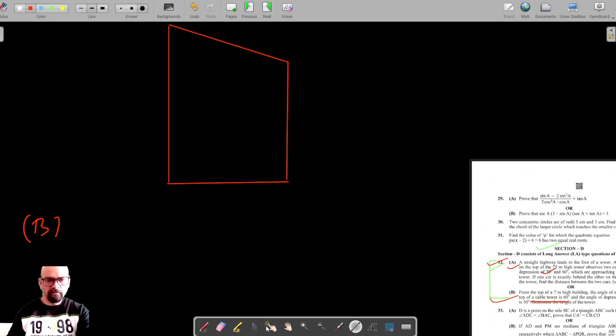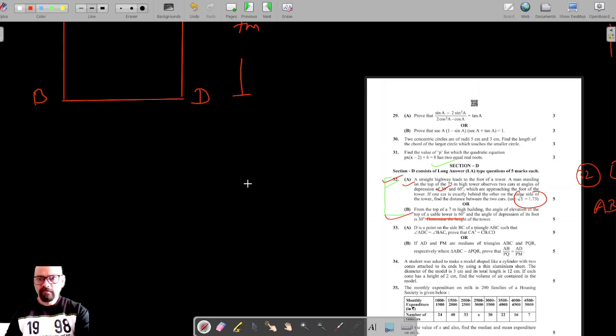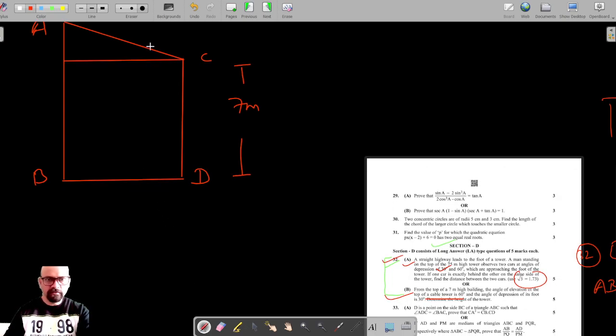Both are standing vertically on the ground, and if we label them, let's say AB is the height of the tower and CD be the height of the building. It's given that height of the building is 7 meters, so this is 7 meter, and the angle of elevation to the top of the tower is 60 degrees, so this angle is 60 degree, and the angle of depression of its foot is 30 degree. From the top, the angle of depression to the foot of the tower is 30 degree, so this is 30 degree, and this is B.